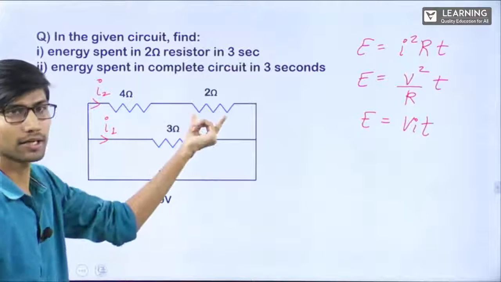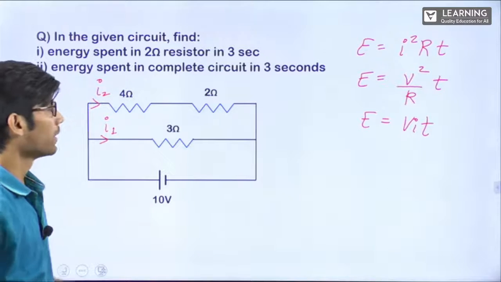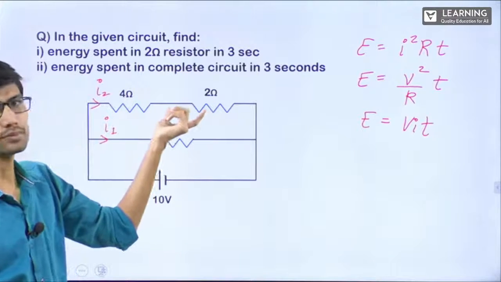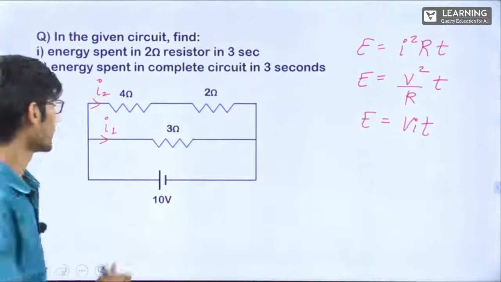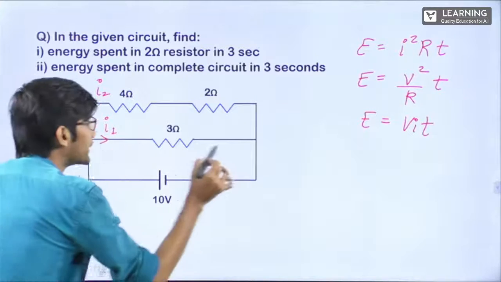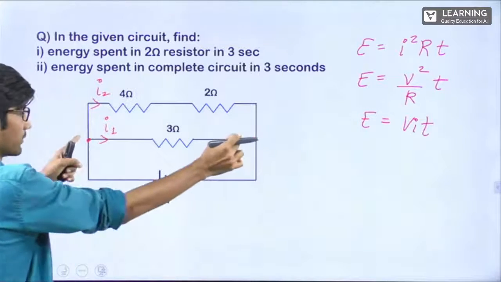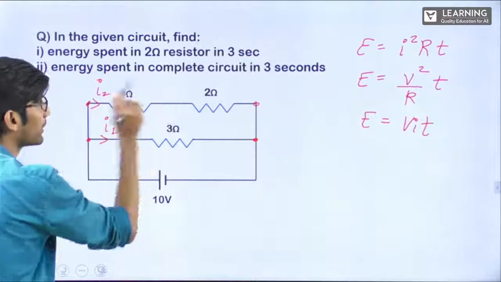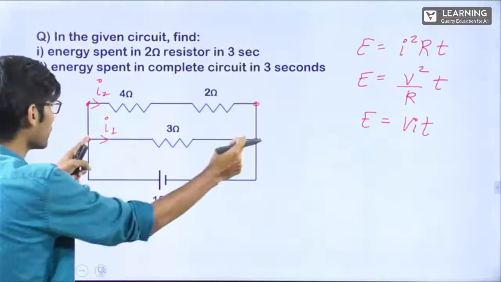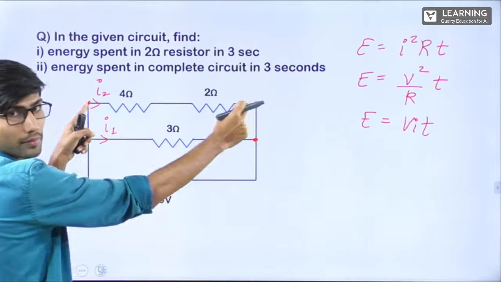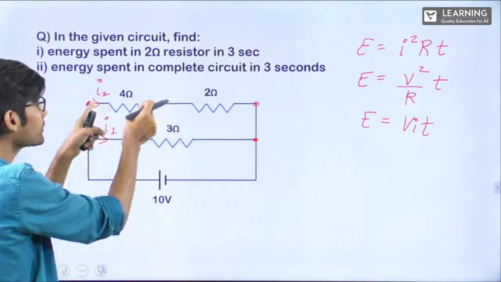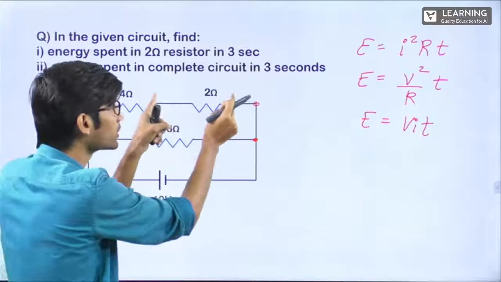Now first they are asking the energy spent in the 2 ohm resistor in 3 seconds. In this resistor I want energy. For energy, can I put the formula VIT here? I can put, but understand, potential difference across this will be 10 volt, across this will also be 10 volt, both are in parallel. So here it will be 10 volt, here it will be 10 volt, correct? But for this individual, again, I have to find how much potential drop happened here and how much potential drop happened here.